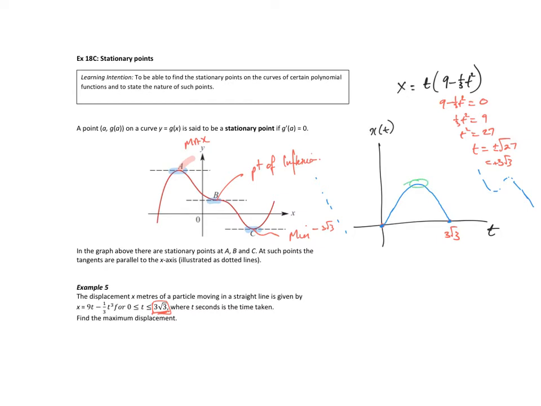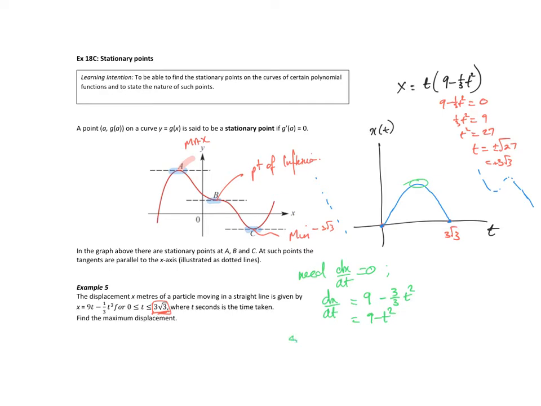Well, it occurs when the gradient is 0. So what I need is dx/dt equal to 0. So what is dx/dt? So dx/dt is equal to 9 minus 3 times a third t squared, which equals 9 minus t squared. So there's the gradient everywhere, all right?